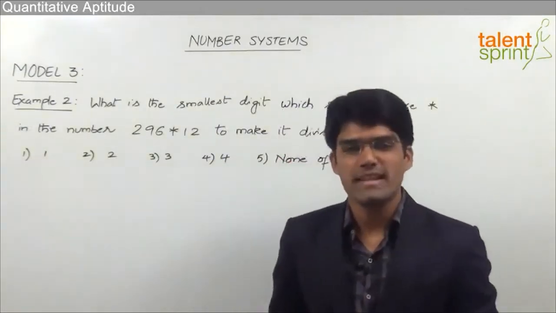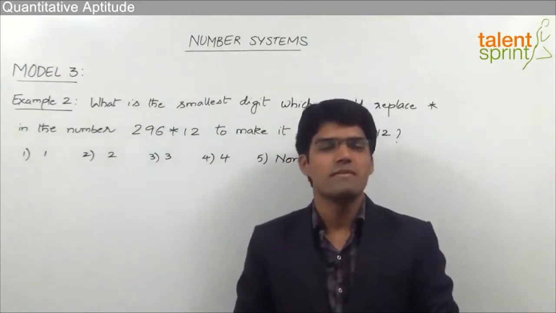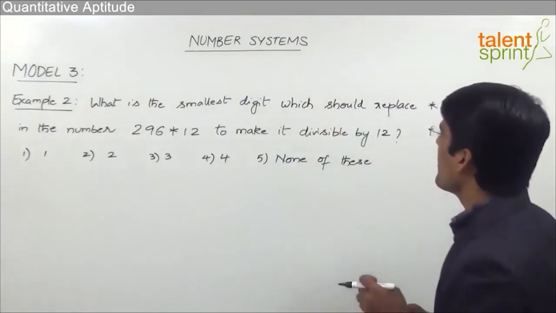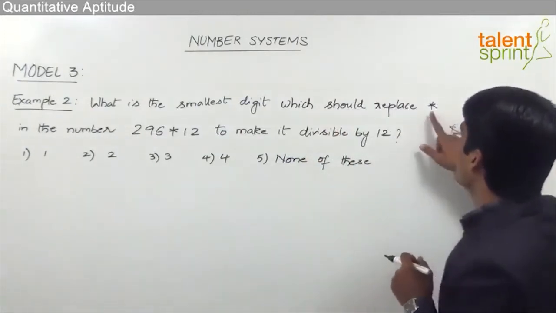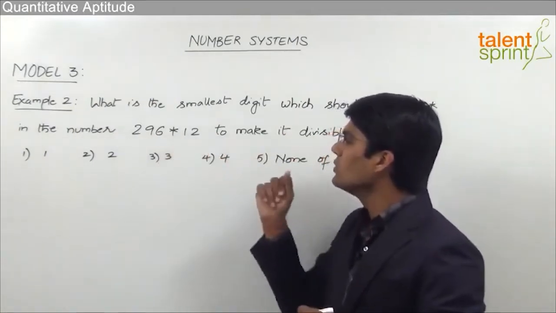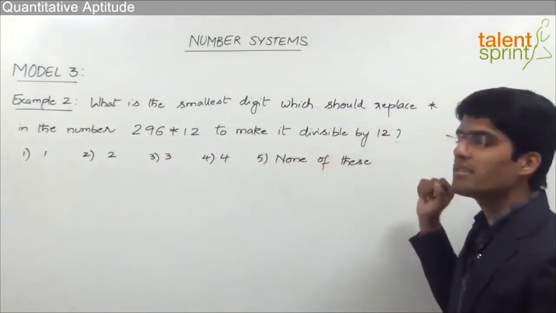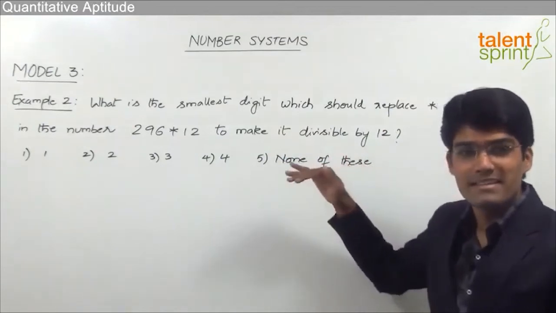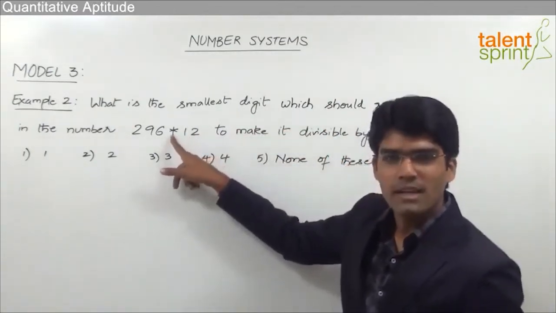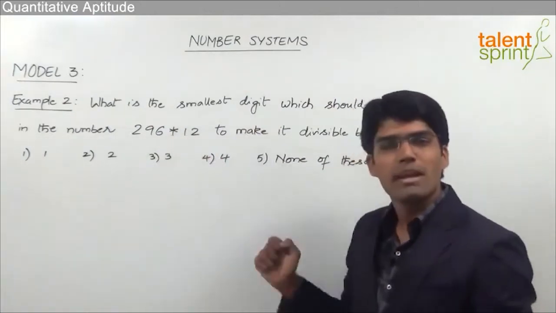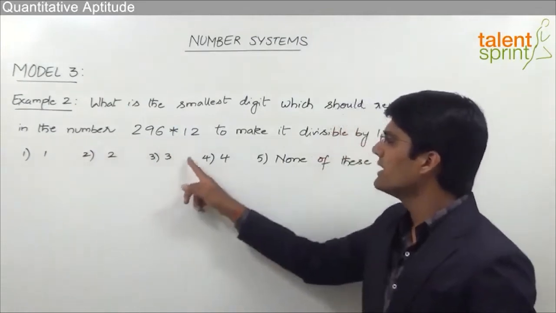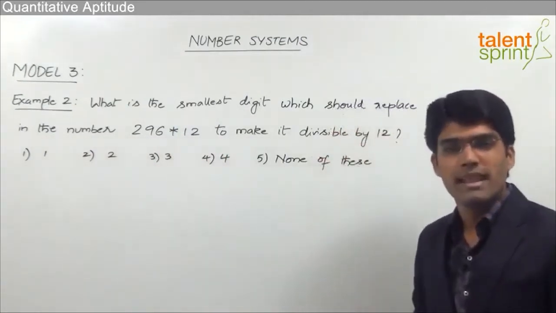Let us now take one more example, which is based on the rules of divisibility that we have learned. The question here is, what is the smallest digit which should replace the star in the number 296 star 12 to make it divisible by 12? That's an interesting question. We need to find out what should come in place of star in the given number such that this number becomes divisible by 12. The options are 1, 2, 3, 4, and the fifth option is none of these.